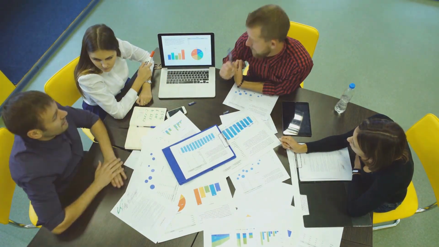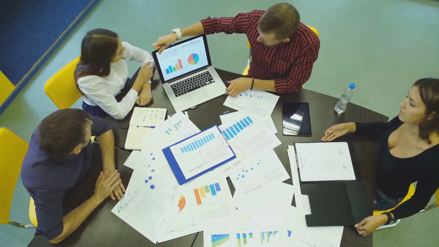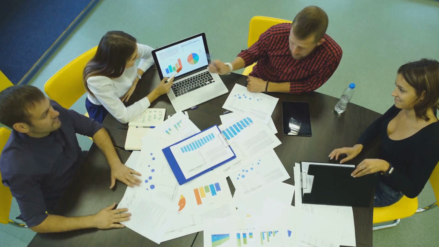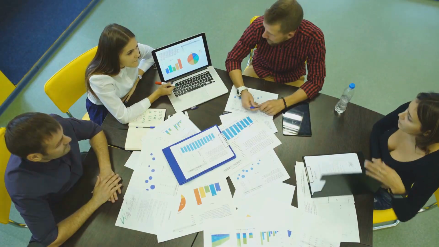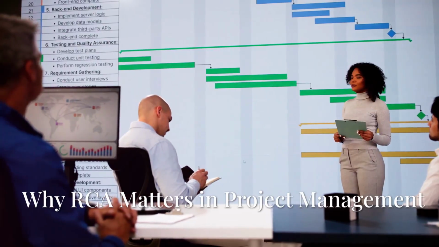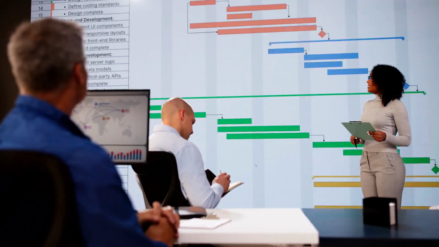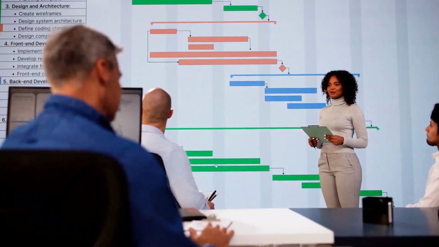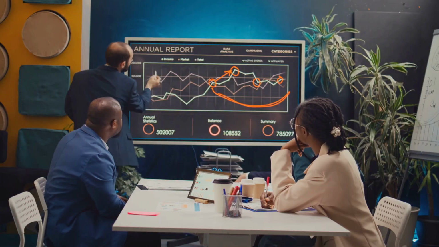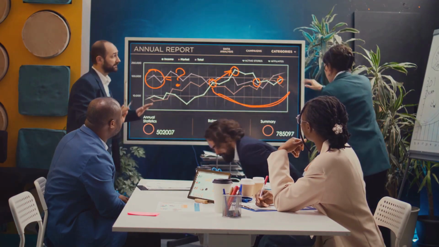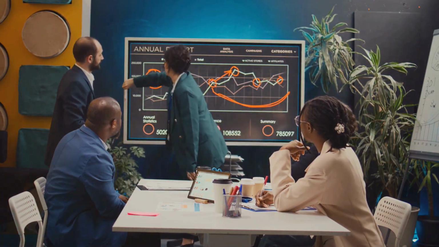Root cause analysis, or RCA, is a structured and systematic approach used to uncover the true reason behind a problem instead of simply fixing its immediate symptoms. In project management and process improvement, RCA helps organizations identify what went wrong, why it happened, and how to prevent it from happening again. This approach is essential for building long-term efficiency and reliability within a team or organization.